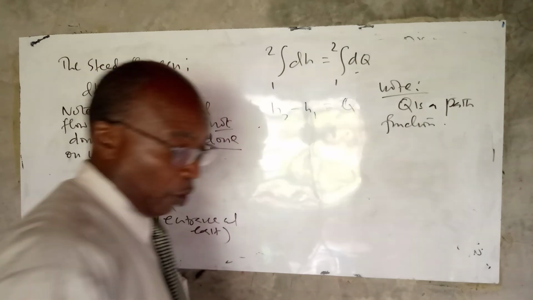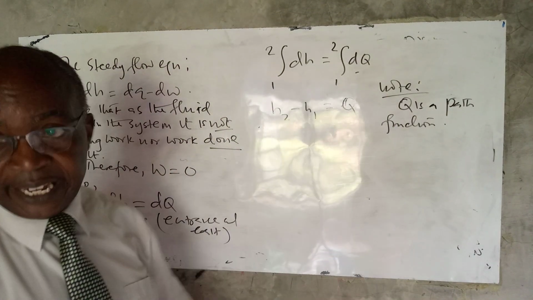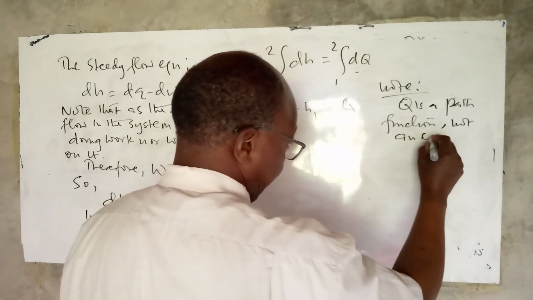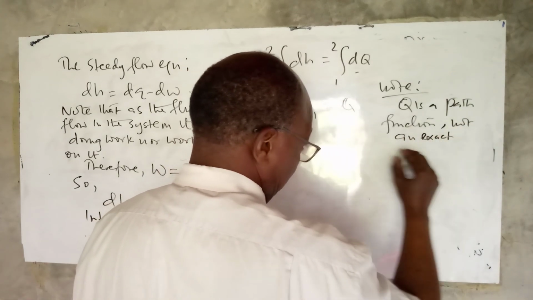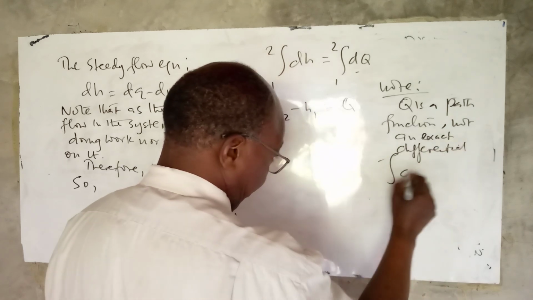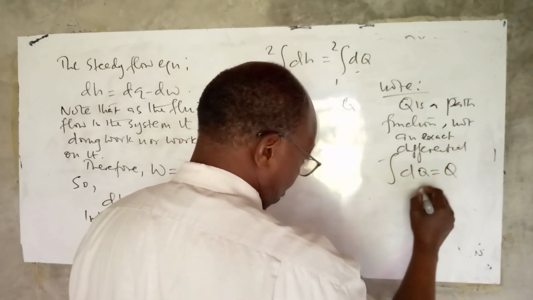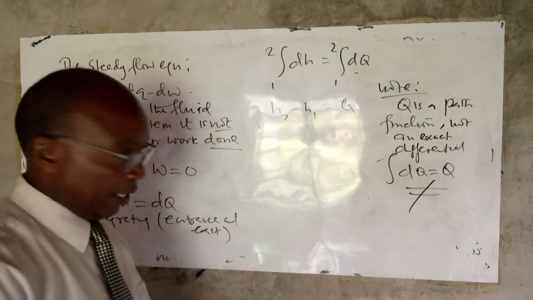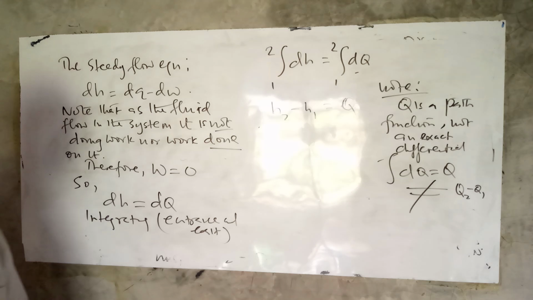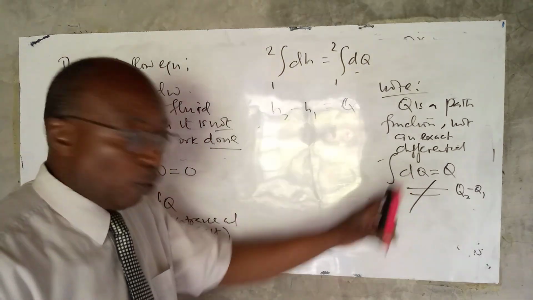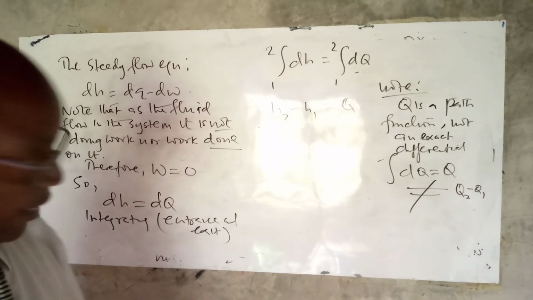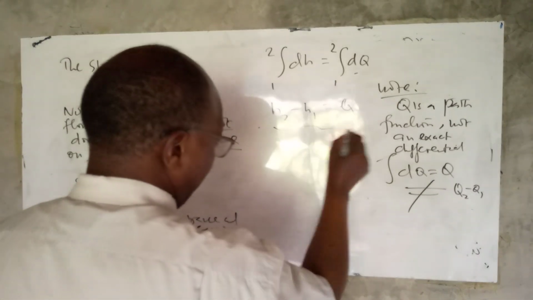And therefore, it is not an exact differential. So if you take the integral of dq, you simply get q. Note, you don't get q2 minus q1. It's nothing like that, because that's a path function, so it's not an exact differential. So we get these particular quantities.